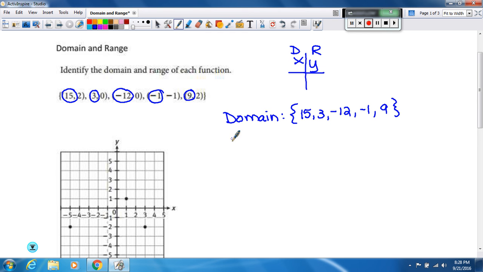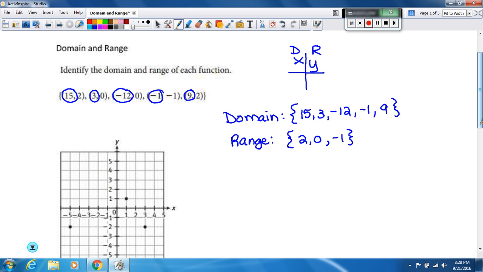Okay, the range, those are the Y values. In other words, those are the values that are not circled. So I have 2, 0. Now the 0, if you've already listed one number, you don't list it again. So I'm not going to list the 0 again. But I've got a -1, and that's it because I've already listed the 2.